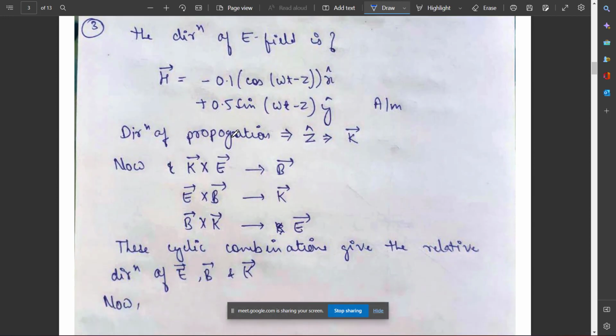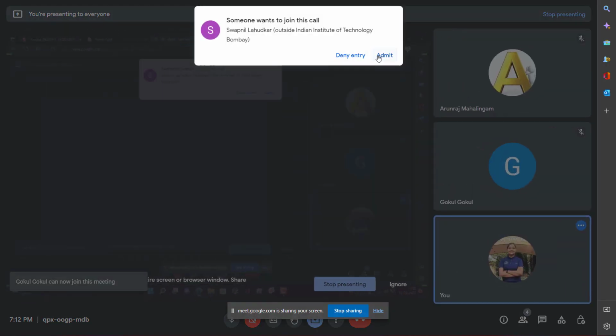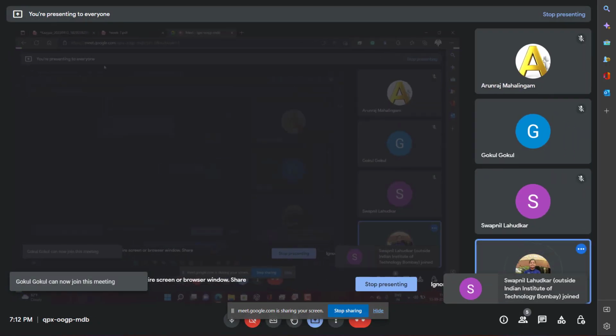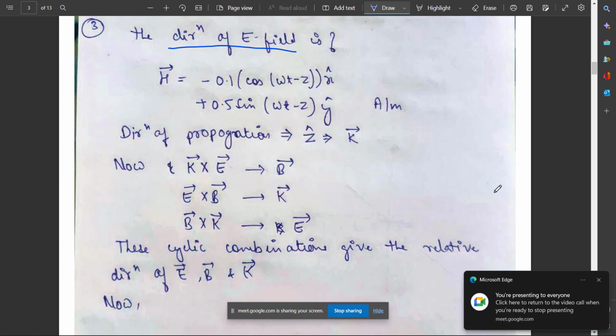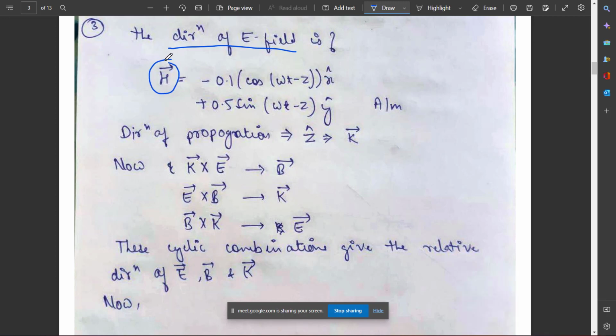Let's go to the solutions. So direction of electric field is asked to us. Right, direction of electric field is asked. In H, the direction we have, it's given to us, the direction of H, which is in negative x direction and positive y direction. Now the direction of propagation z cap will be k, right?